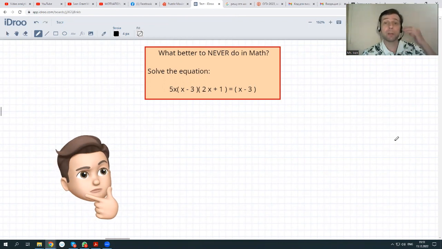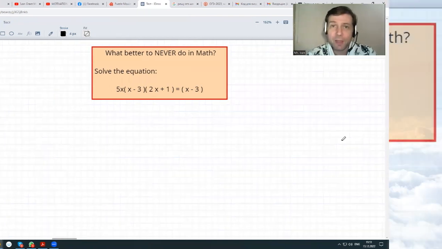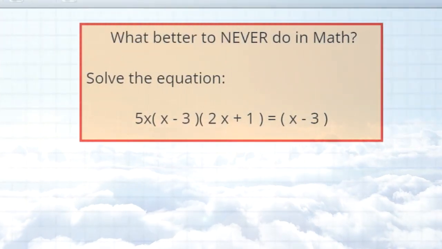Today let's talk about something which you better never do in math. I want to talk about it simply because I see many times students doing this kind of thing unconsciously. And when I ask them why, what's the reason for that? Basically no reason.